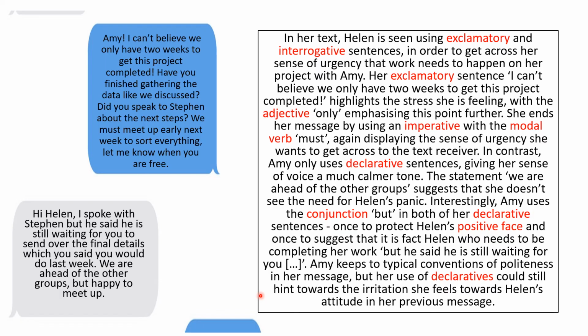There are lots of other things I could have picked out here, but I've kept my response relatively brief just to show you how you could write about these different sentence types.